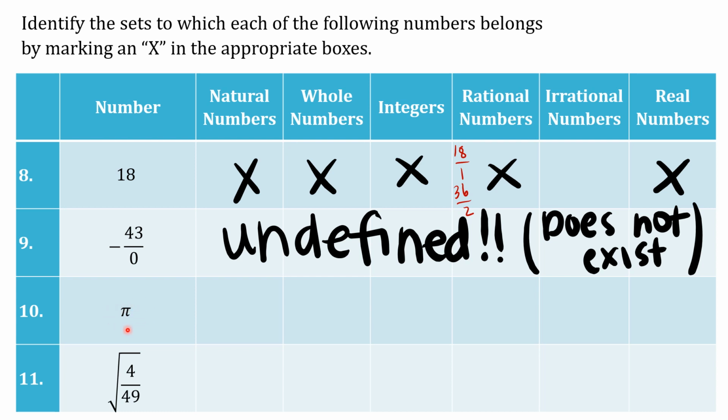All right, number 10, we've got pi. Well, that was one of our examples. That is an irrational number. It is a non-repeating, non-terminating decimal. But the irrational numbers are part of the larger set of real numbers, so it's also real.